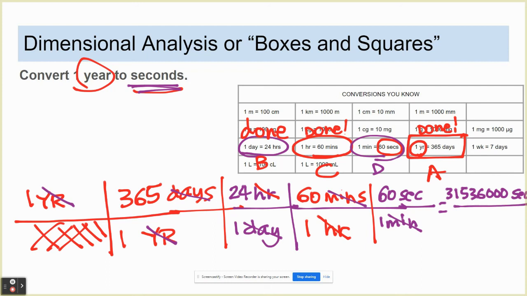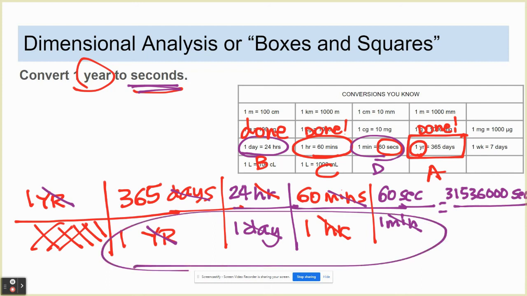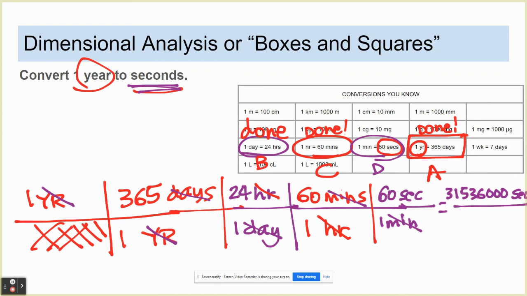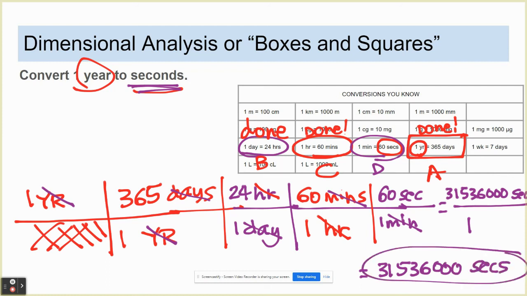Over, multiply all the numbers at the bottom, but if you clearly see there's only one, one, one, so one times one times one times one is simply one. And the answer here is actually 31,536,000 seconds right there. All right. Hopefully, you learned about dimensional analysis.